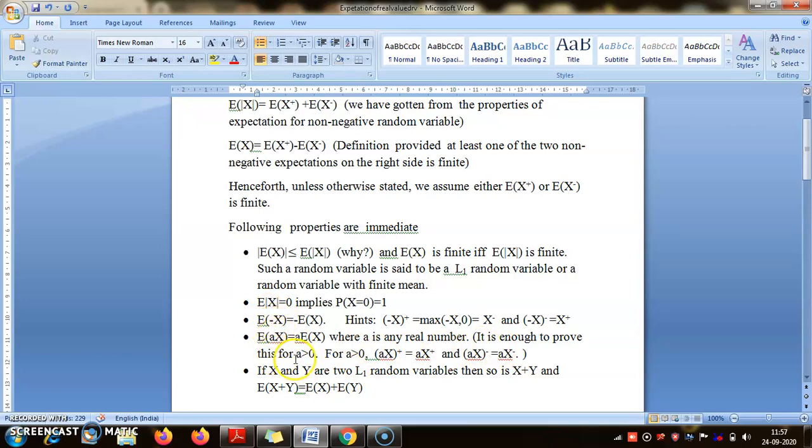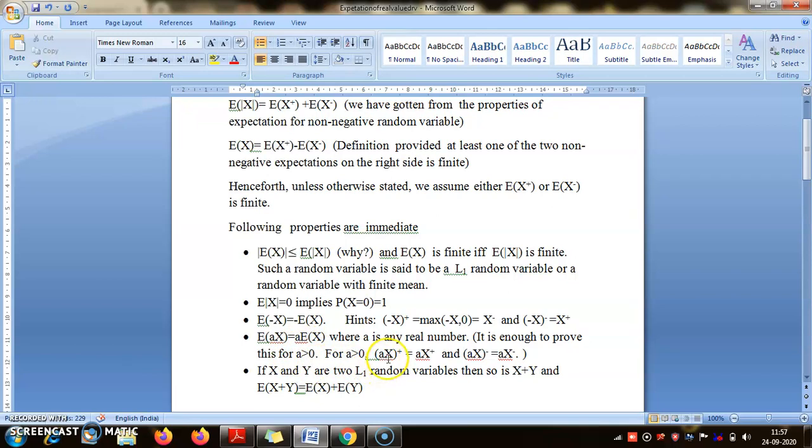Because if a is negative, then minus a is positive, so you can write minus a times x. Now you know that the minus will come out, and so if you could prove it for positive a, where minus a is positive, then that minus a will also come out. So it will be minus of ax, so that will be ax. Therefore it is enough to prove it for a positive.